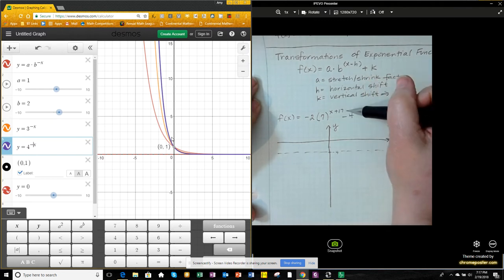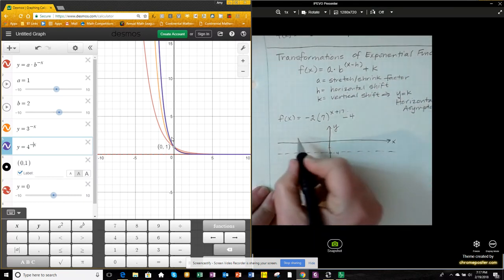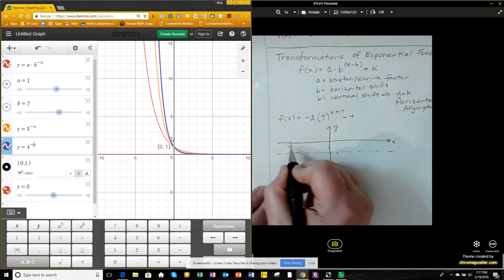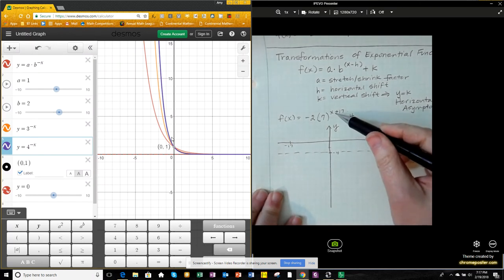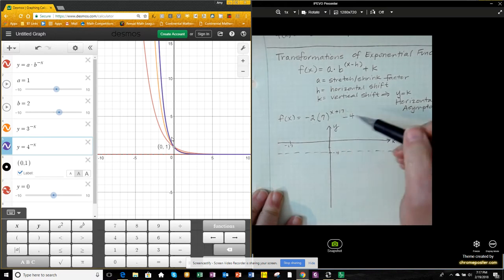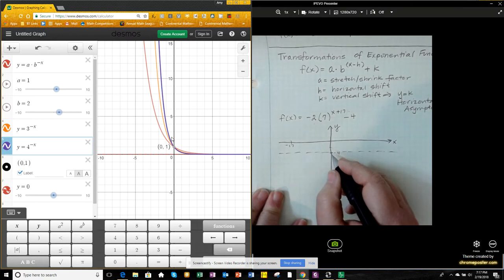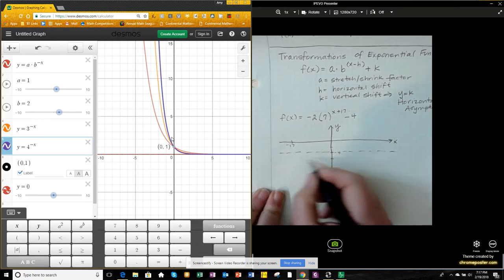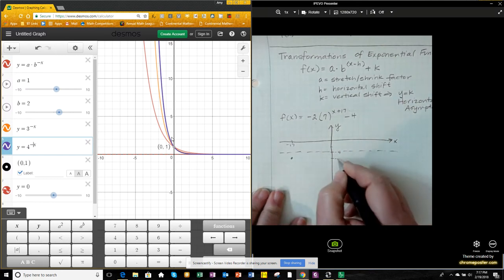And a lot of things are nice and easy to graph, especially if we were to make this exponent equal to 0, which would mean x equals negative 17. When x is negative 17, which is way down here, this is 7 to the 0. And 7 to the 0 is 1. And negative 2 times 1 is negative 2. Minus 4 is negative 6. So 2, 4, 6. So we're going to be at negative 17. We're going to be at negative 6.